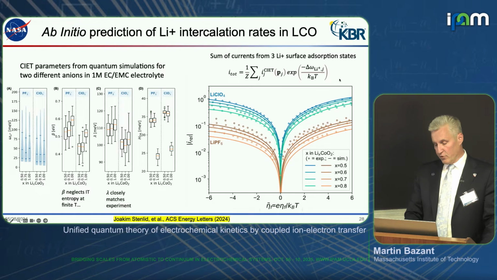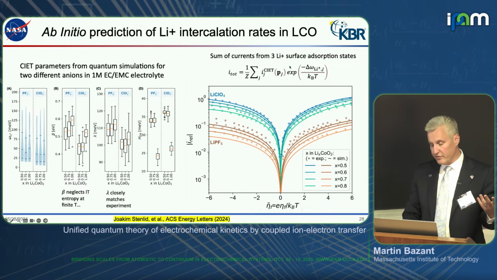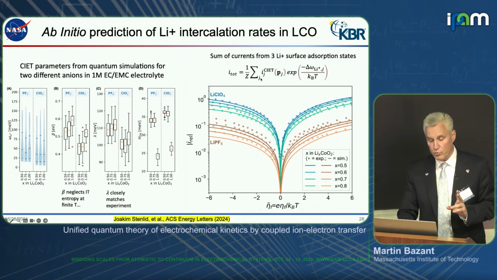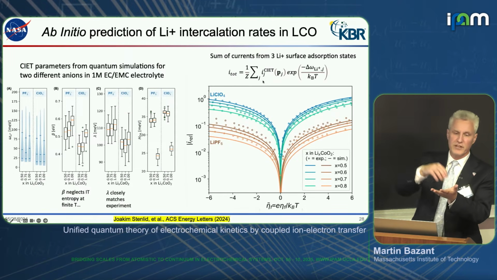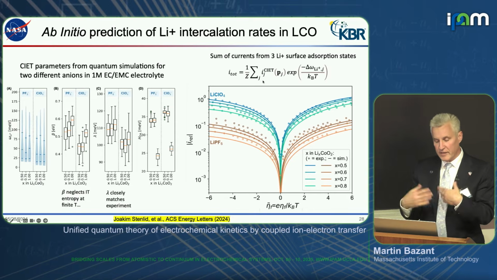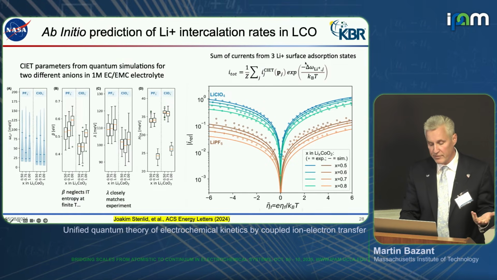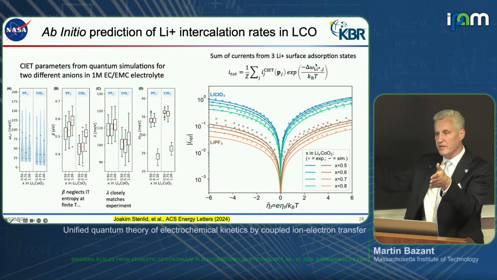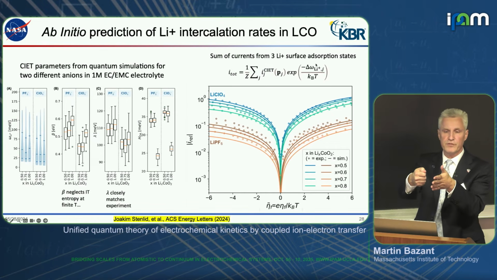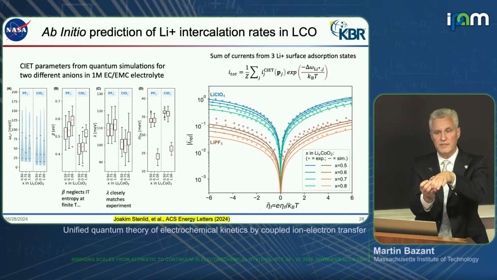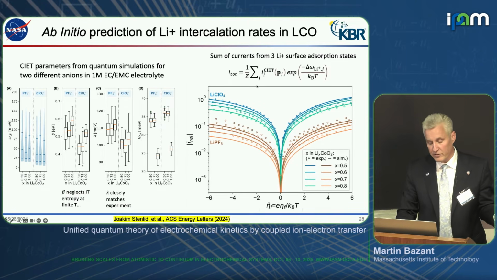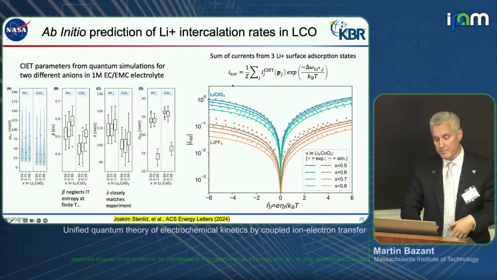The formula, as I show here, was basically the CIT expression that I showed you, but we weighted it over 3 equivalent sites on the LCO surface as if they were parallel reaction channels. Each one has a different probability of occurring, having to do with this delta omega, the absorption free energy to the surface. It's like a Boltzmann factor saying what's the probability of finding a lithium at that site, and you add over all the different sites on the surface, and you get the rate.